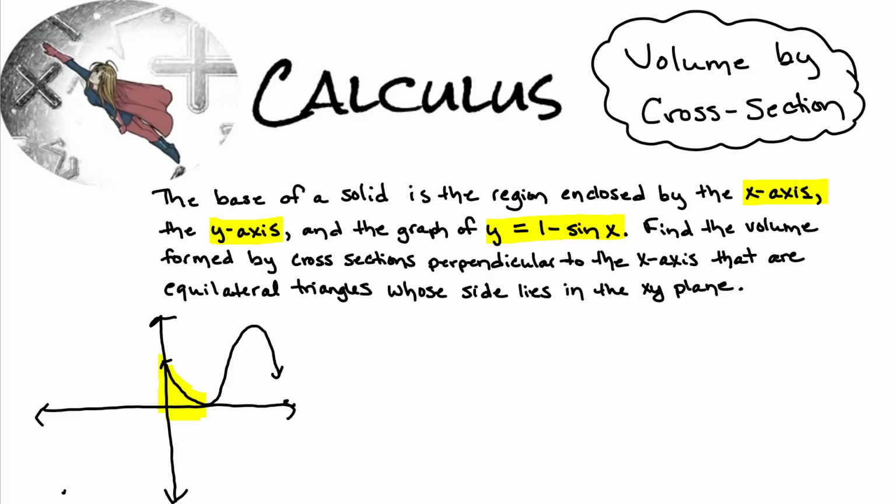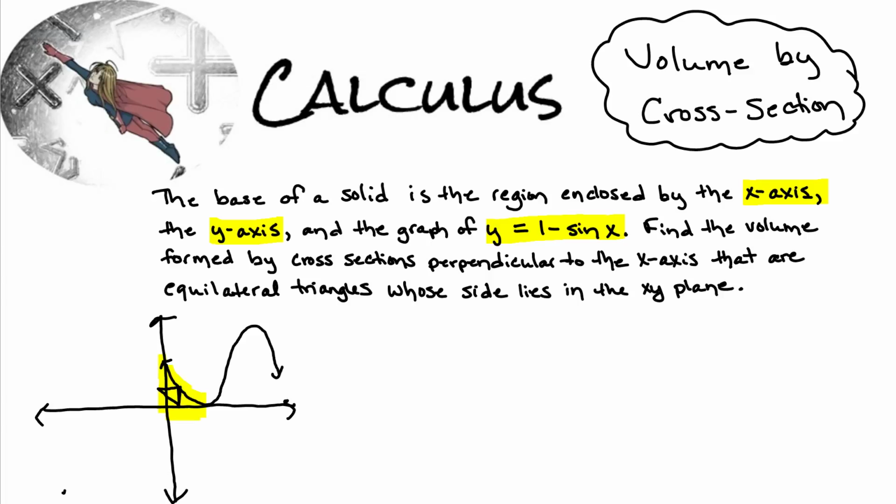So now we're going to show the cross sections, which they said run perpendicular to the x-axis. As soon as I read that, I always draw just a little cross section, run like this. There we go. Perpendicular to the x-axis. So that's that little segment right there. But the whole entire cross section, they said, is an equilateral triangle whose side lies in the XY plane. So that line I just drew is just one side of the equilateral triangle. So the rest of the triangle is basically coming up and out of the picture.